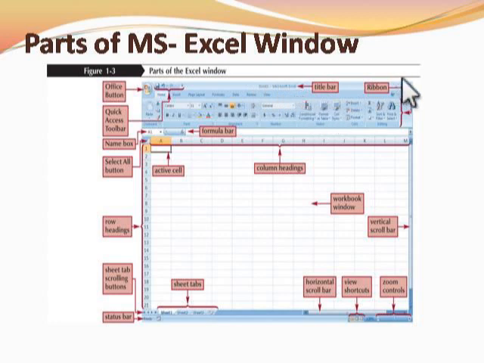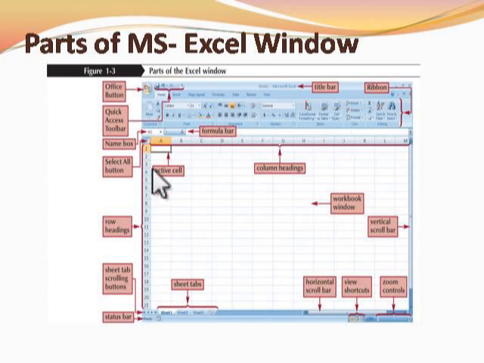Next is the ribbon. In earlier versions of MS Excel, we used to have toolbars. Now, in place of these toolbars, we have the ribbon. Tasks are grouped together in a logical way to assist you with your formatting needs.